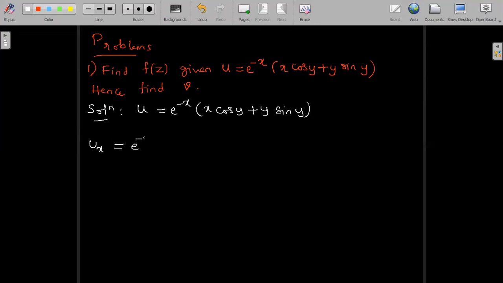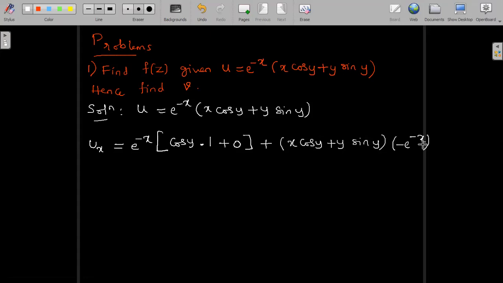So first I will keep e power minus x as it is. Differentiation of the bracket term I am doing with respect to x partially, cos y is a constant into differentiation of x is 1, plus y sin y is a constant, so differentiation goes to 0, plus we are continuing the product rule. So x cos y plus y sin y as it is. Now differentiation of e power minus x is minus e power minus x.